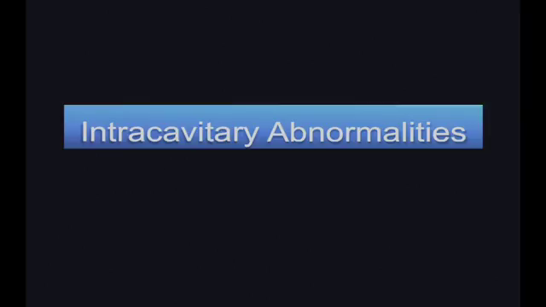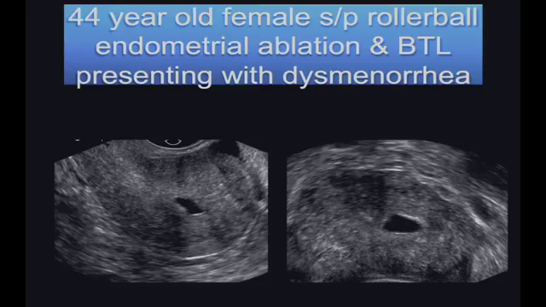So now let's move on to some examples of intracavitary abnormalities within the uterus. First, we have a 44-year-old female, status post-rollerball endometrial ablation and bilateral tubal ligation, who's presenting with dysmenorrhea. And we can see here on the sagittal and transverse images that we have a fluid collection that seems to be associated with the endometrial cavity.